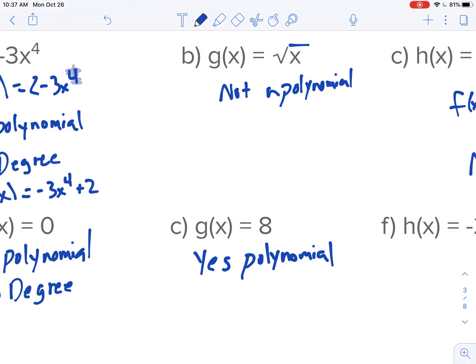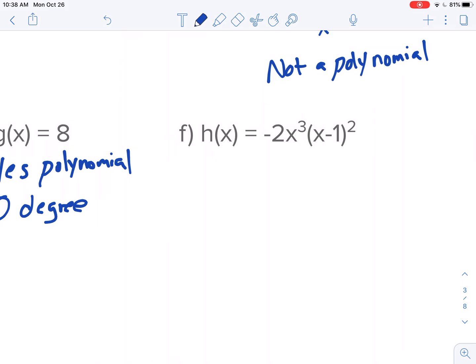But this is considered a 0-degree polynomial. So that's where it gets a little bit tricky. If you have f of x is equal to 0, if you just say that you have a constant function where y is always 0, it is technically a polynomial by definition of a polynomial, but we don't give it a degree because it's just the number 0. If you have any other number, if you say that it is equal to just some number, then yes, it still is a polynomial, but we say that's a 0-degree polynomial.